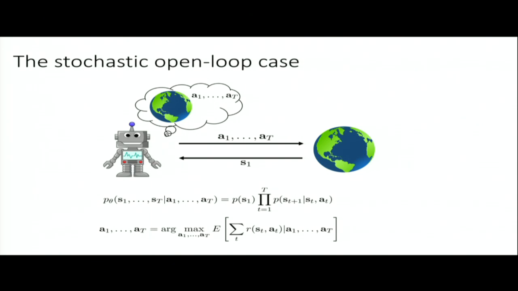Here's a question. In this setup, in the stochastic open loop case, why might it be a bad idea to solve the problem like this, to solve for a sequence of actions that maximizes the total reward conditioned on that sequence of actions? What might be a problem with this setup? Yes? Multimodal or high variance. So you might have multimodal or high variance dynamics, but what in particular about the sequence of actions might cause problems in that case?